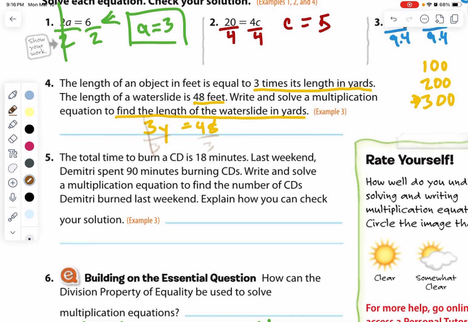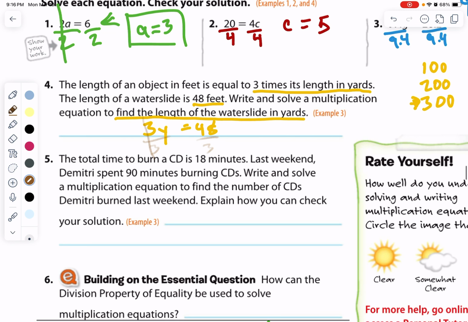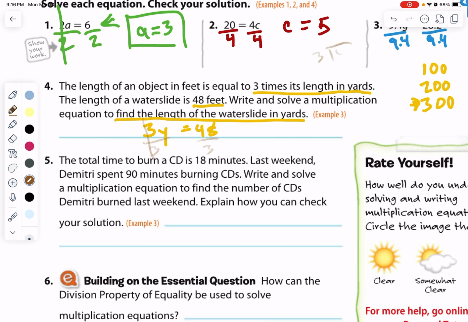Divide by the coefficient. 3 into 48. 3 goes into 4 once. 3 subtract 18. 3 goes into 18 6 times. Okay, so that would be 16 yards. Cool. 16 yards is the same as 48 feet.